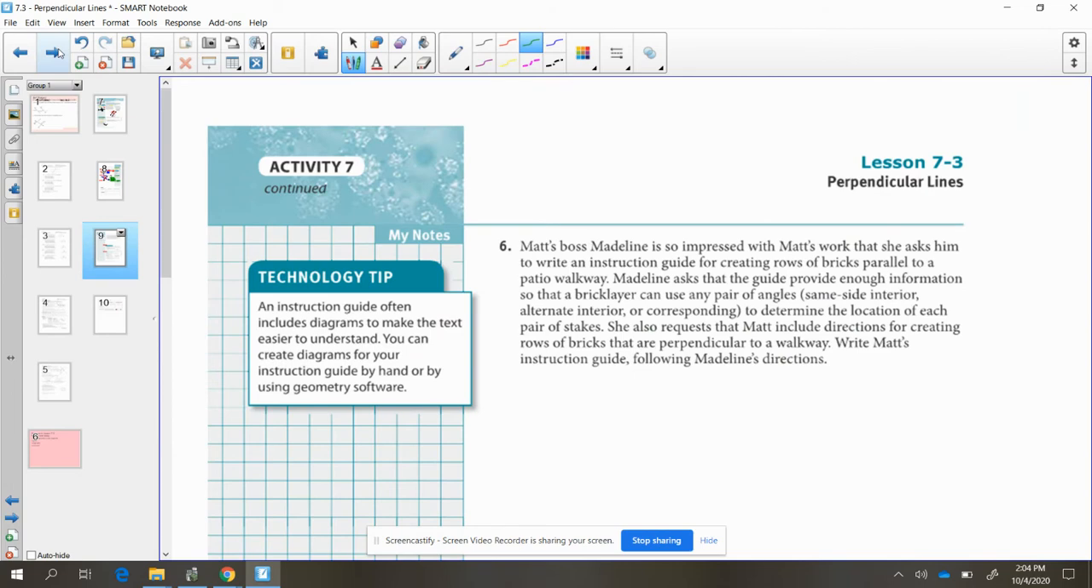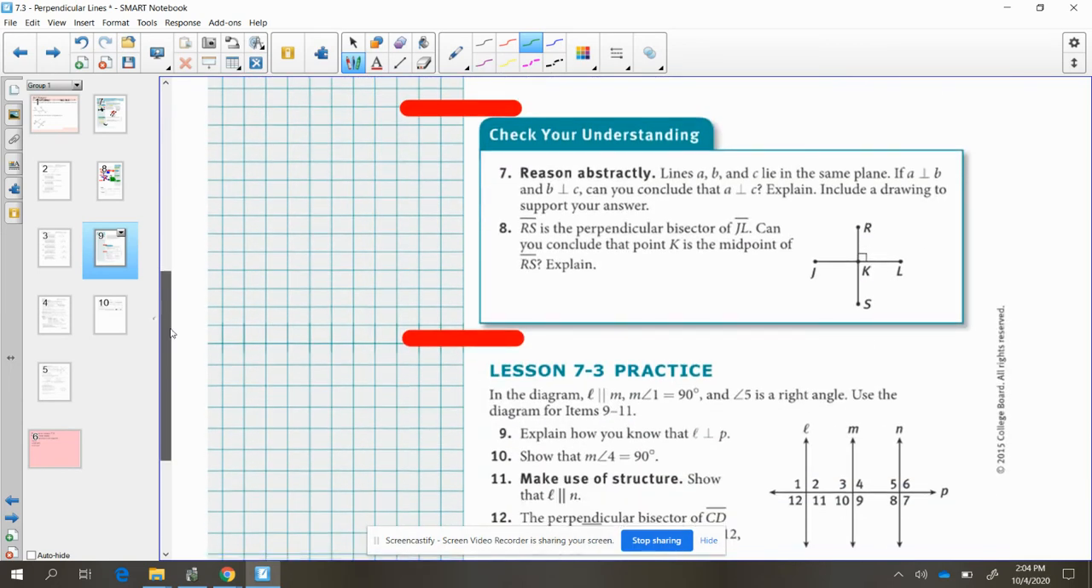Moving right along then, we are going to finish off talking about this lesson. It's almost done here. We're going to jump down to number 7. Number 7 goes back to what we were talking about on the last page with the perpendicular transversal theorem. Because if we have lines A, B, and C, and they're all on the same plane, they're telling us A is perpendicular to B.